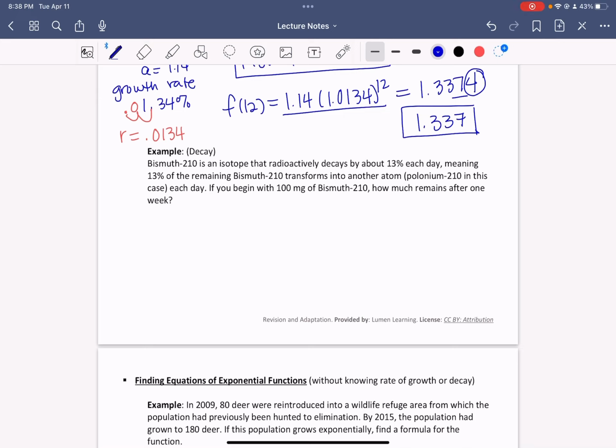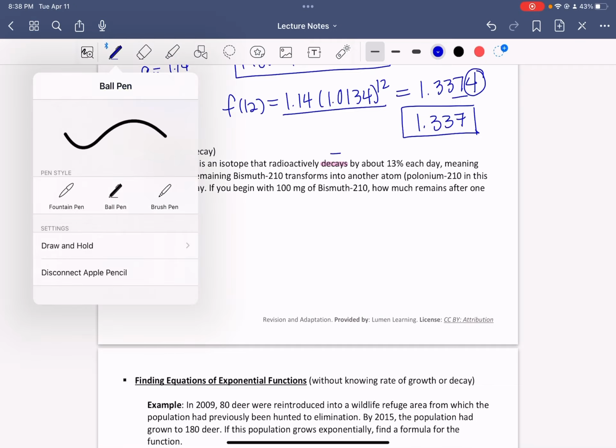Hope I didn't just lose you reading out that problem. Let's look at that paragraph again and look at our takeaway here. This one says that it decays. That's important because what we're going to be looking at is subtraction with this problem.